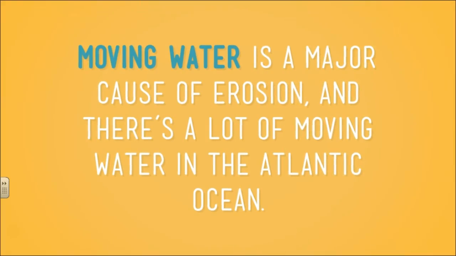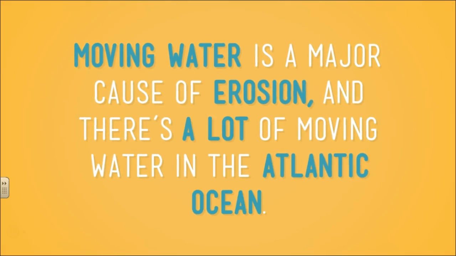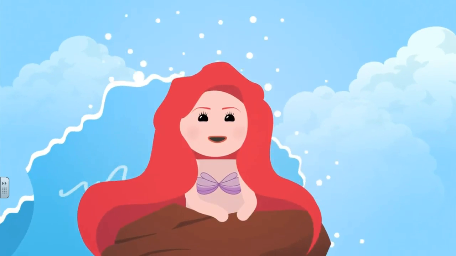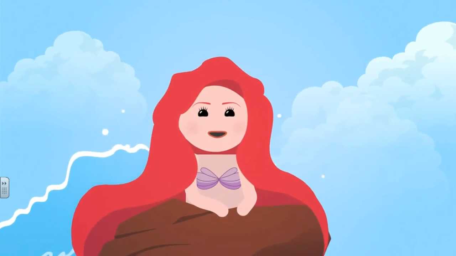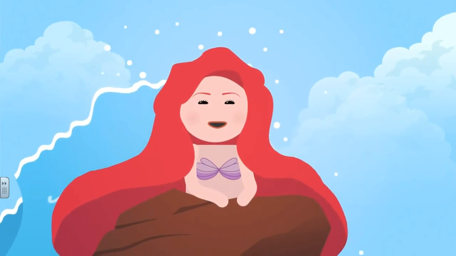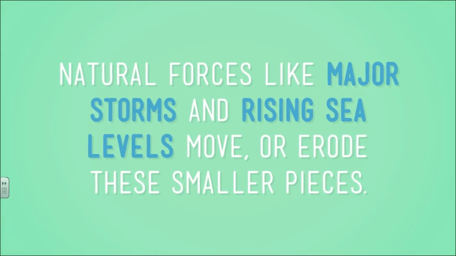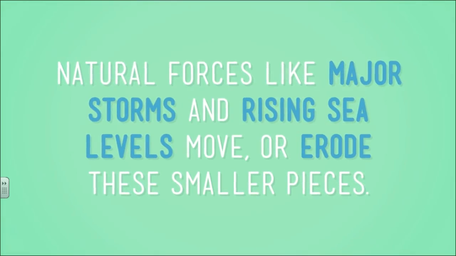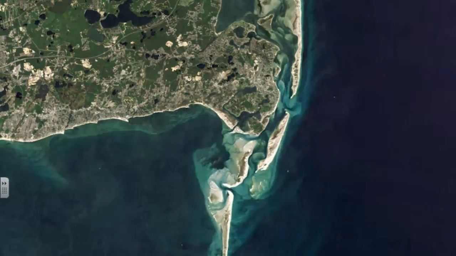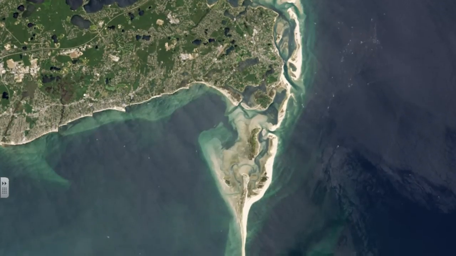Well, moving water is a major cause of erosion, and there's a lot of moving water in the Atlantic Ocean. The intense energy of ocean waves crashing on shore causes pieces of the rocky, sandy coastline to break into smaller pieces, or to weather over time. Then, natural forces like major storms and rising sea levels move, or erode, these smaller pieces. Day to day, you might not notice any dramatic changes, but over the course of 30 years, as these pictures show, coastlines can change a lot.